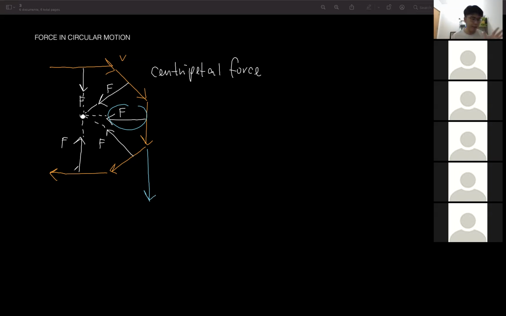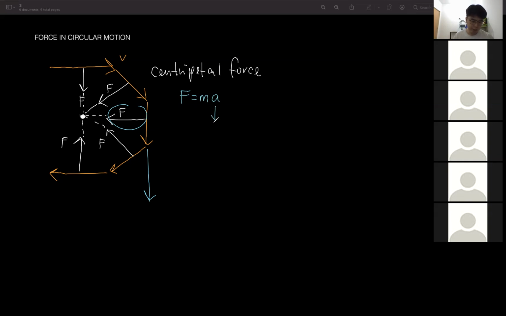Okay, so understand that. And also, how much is the centripetal force? How do we calculate this centripetal force? We know F equals ma, right? So F equals ma.